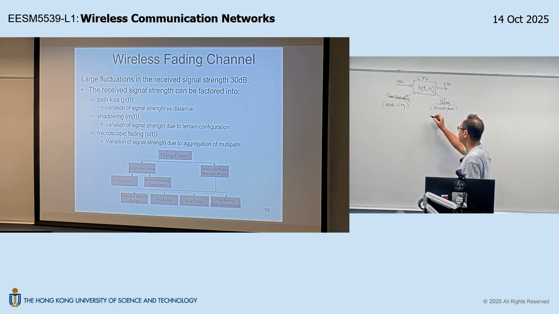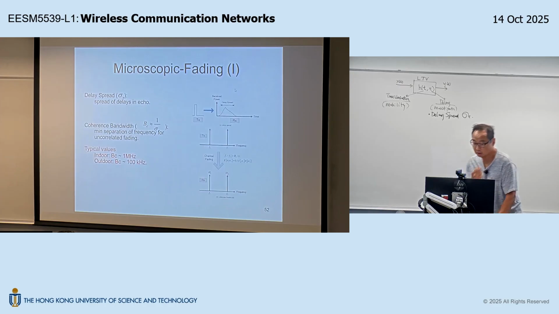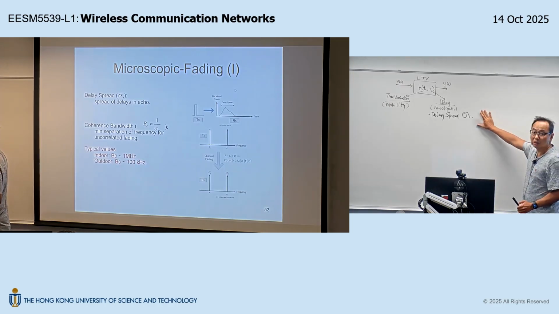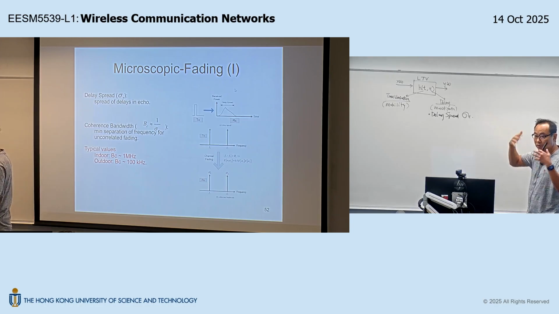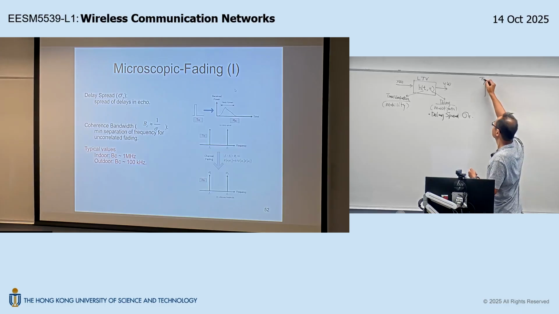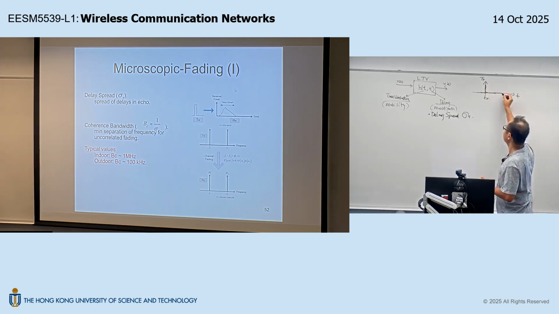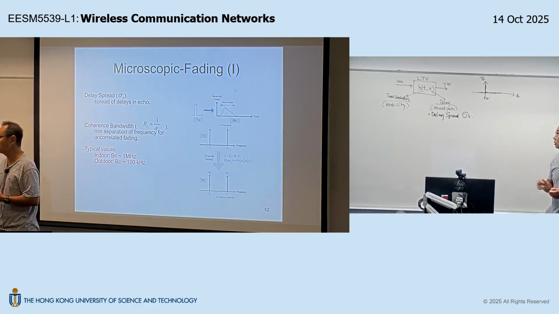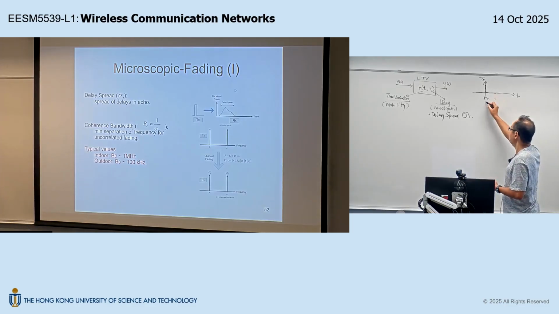One important parameter is called delay spread, denoted by sigma tau. Let me introduce what delay spread is first. Imagine this is a thought experiment. Imagine at the transmitter, you transmit an impulse at t equal to 0. You inject an impulse, just like an impulse response, and then this impulse goes through the multipath.